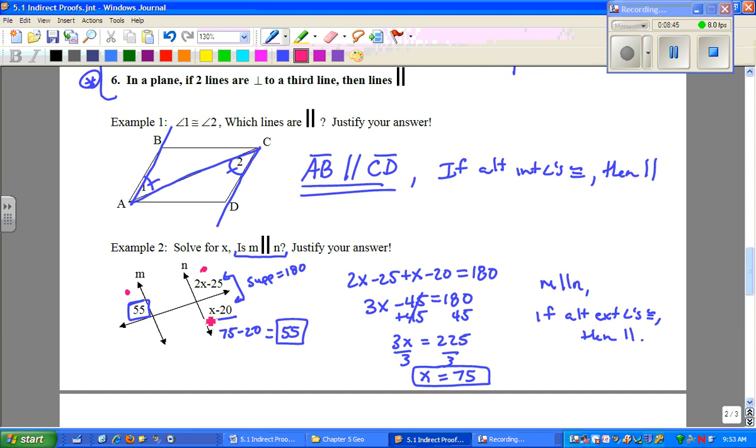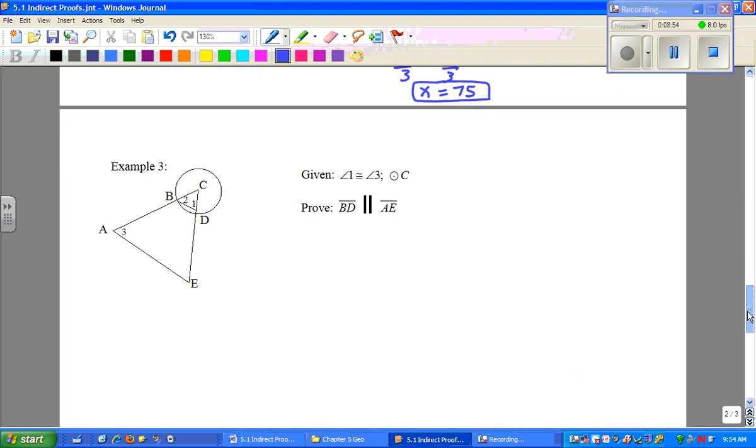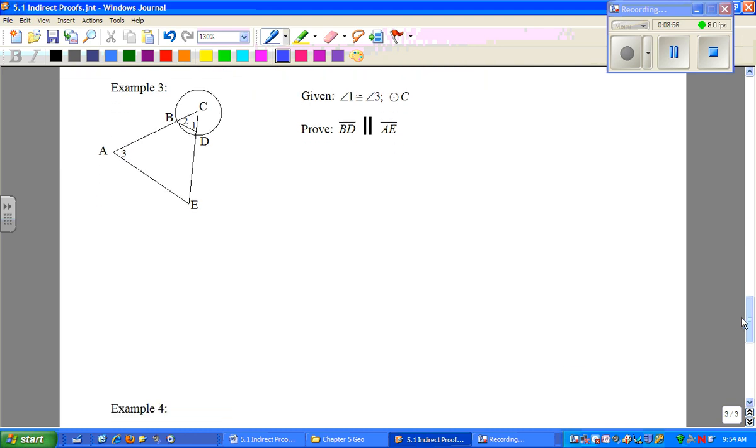Okay. You can't just assume that these two have to be congruent. You can set them equal to each other, but if you do that, you're going to do it wrong. So do not do it that way. Look for your linear pair or vertical angles of some sort.